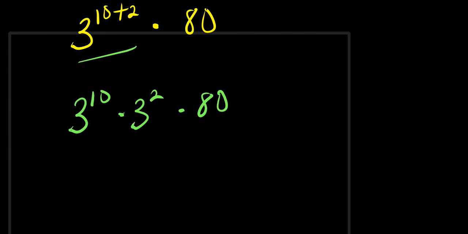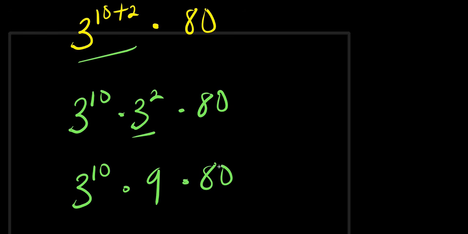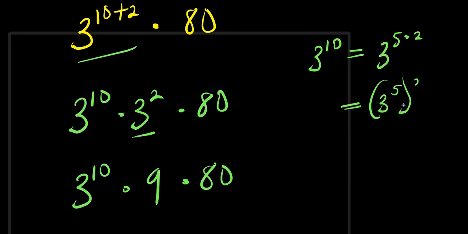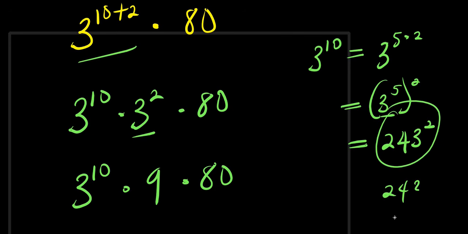So from here, I have 3 power 10 times 9, which is 3 power 2, times 80. We need to find the value of 3 power 10, which equals 3 power 5 times 2. From here, we have 3 power 5, all to the power of 2. And 3 power 5 is 3 times 3 times 3 times 3 times 3. That is 243 power 2. To find the value of this, we have 243 times 243.